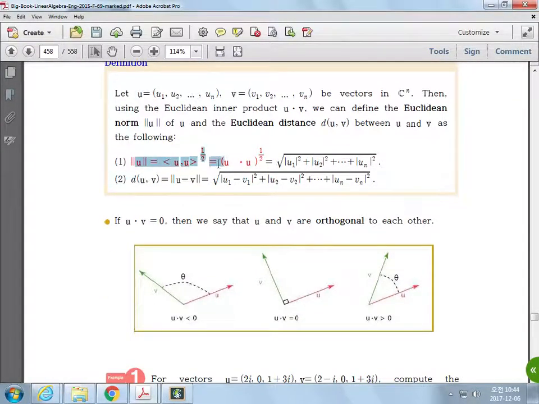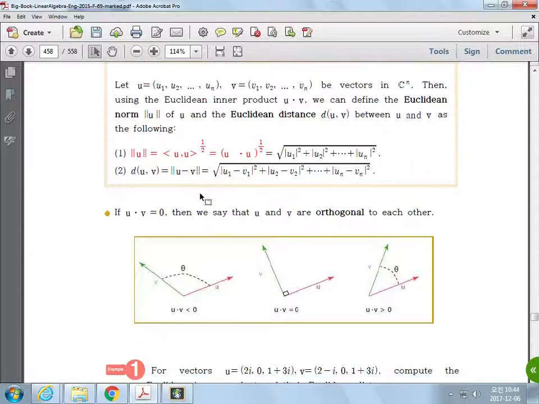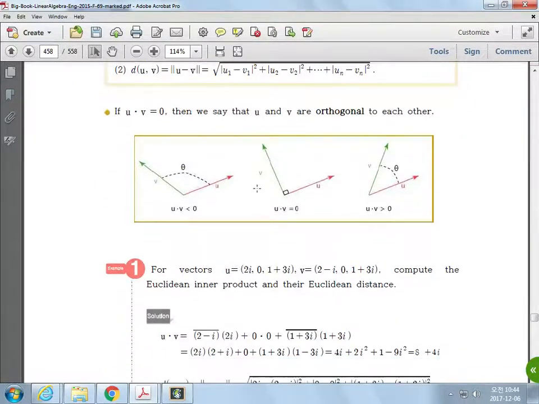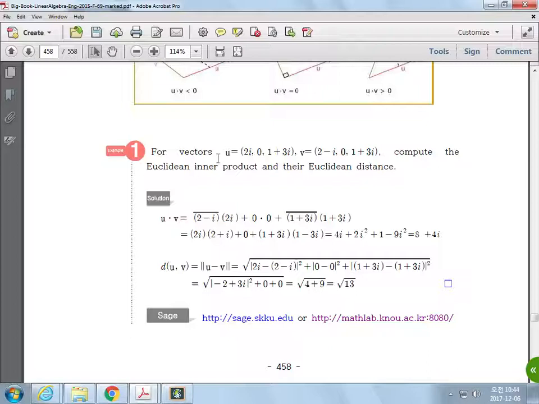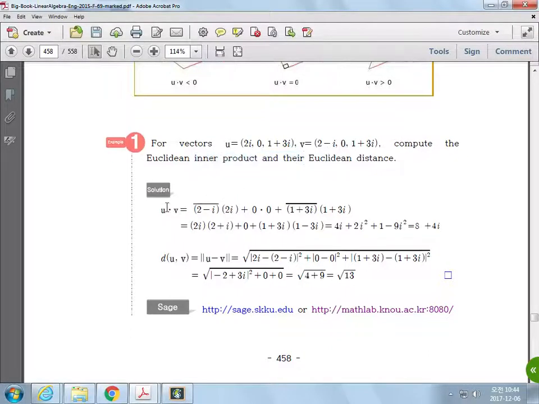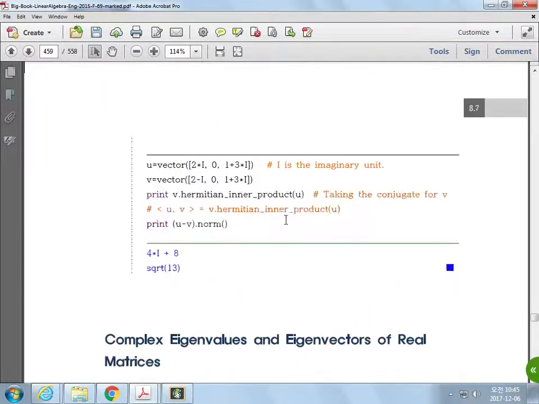The norm is defined like what we did before for real Rn, except that we are using the modulus. Yeah. And distance is defined similarly as what we did for the real vectors. And angle and orthogonality are defined similarly. You can compute the inner product and distance with the given definitions without difficulties.